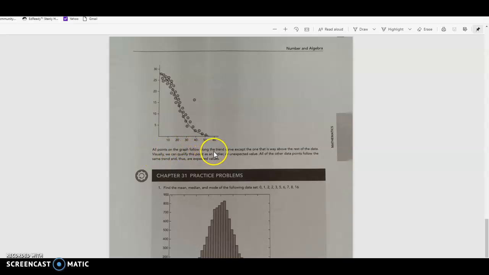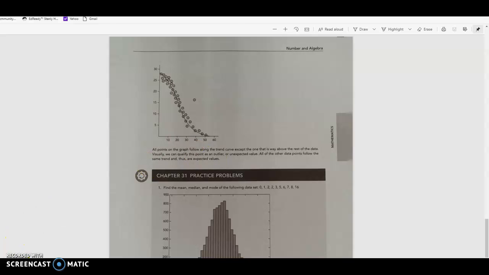All points in the graph follow along the trend curve except the one that is way above the rest of the data. So you can kind of see all the other ones in this particular data set are kind of bunched around this line if I drew it out here, except this one data point way out here. It's an outlier. It's not near any of the expected values. We could also have one way down here that would also be an outlier, even though it's under the line. So anything that doesn't seem normal, or is what they call not an expected value, you would call those outliers.